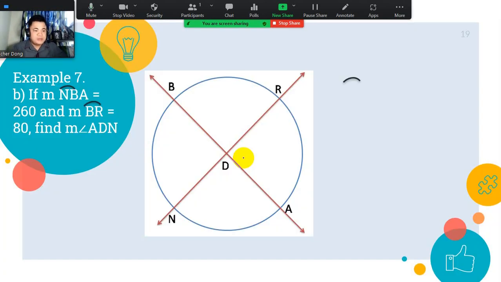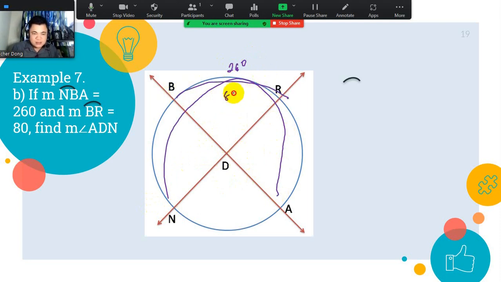Still example number 7. If the measurement of arc NBA is equal to 260 degrees, where's NBA? This one. So it measures 260 degrees. And the measurement of arc BR is 80 degrees. So this is 80 degrees, and this one is 260 degrees. And we need to find the measurement of angle ADN. So if that's the case, we need this arc also. For us to solve for this arc, we have to solve first for, of course, NA.